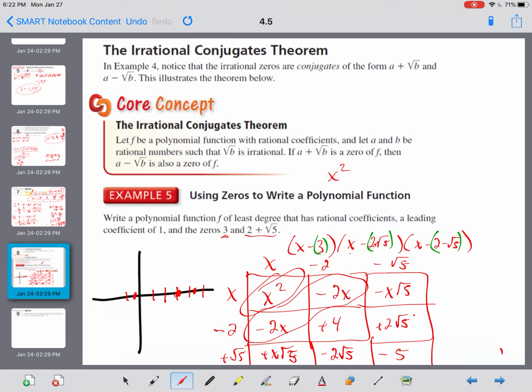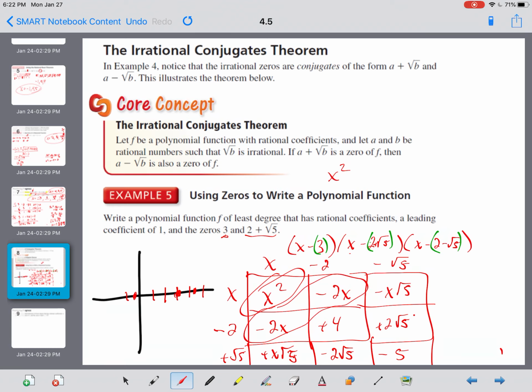Negative 2x and negative 2x is negative 4x. These guys are like terms, but one's plus and one's minus, so they cancel out, and you got a 4. These guys are like terms. One's plus, one's minus. They cancel out, and we got a minus 5 on there. So to sum up, we got x squared minus 4x minus 1.